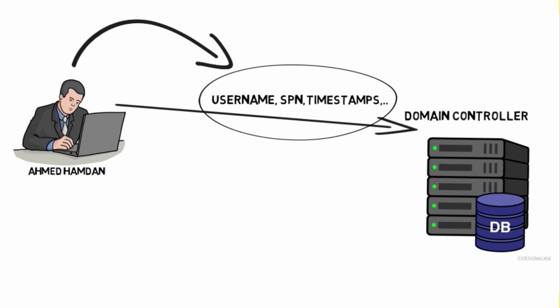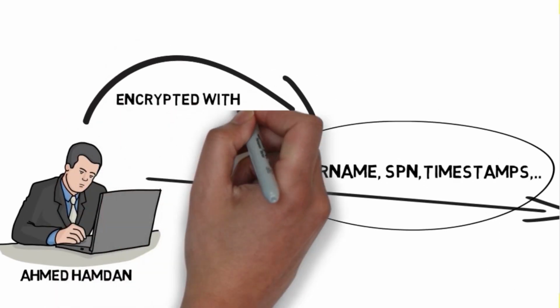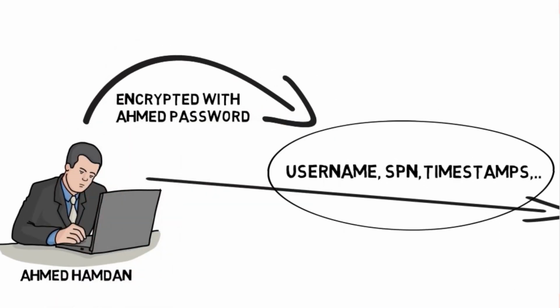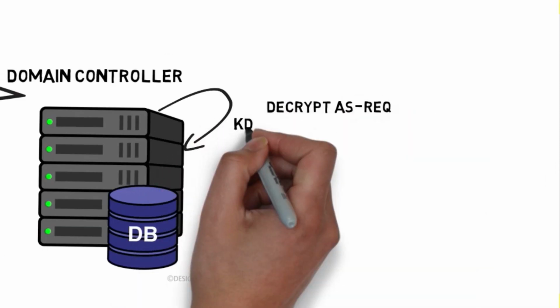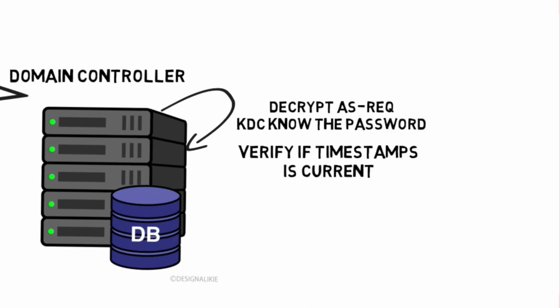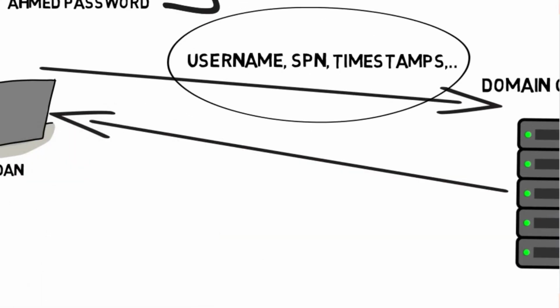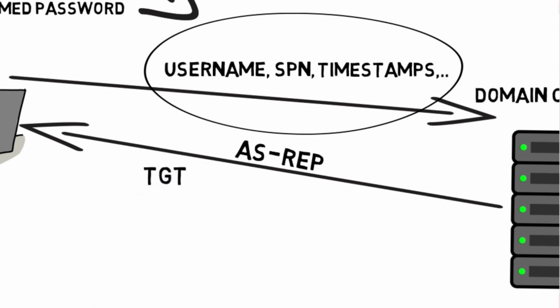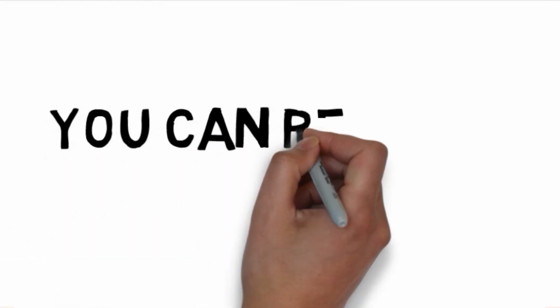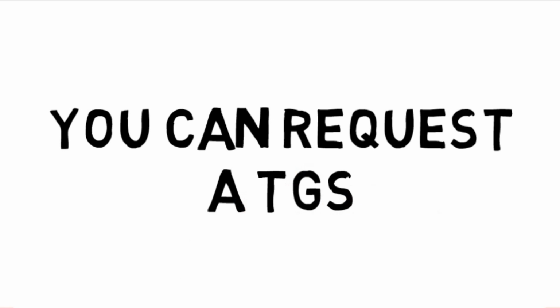So you send a ticket that contains some information about you, and the whole ticket, as we said in the previous video, is encrypted with your password hash. That's cool. Now, because your ticket is legit, the KDC will decrypt it, check if everything is correct, and then send you back a TGT. So you have a TGT, and you can request a TGS ticket, a service ticket, that is encrypted with the service account password hash. And that's basically the attack.